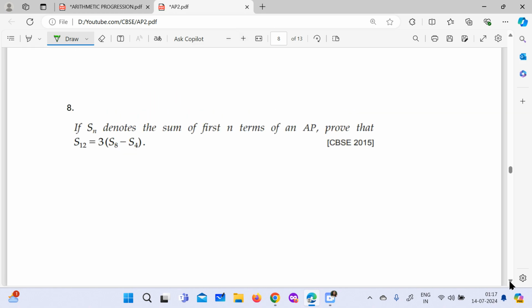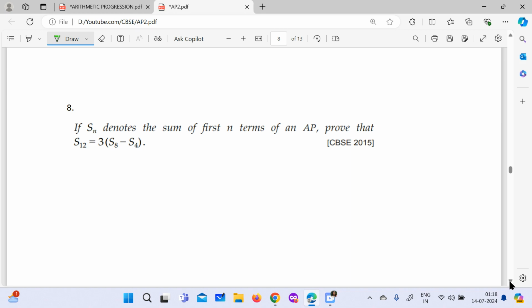Now your question is, if Sn denotes the sum of first n terms of an AP, prove that S12 equals 3 times (sum of first 8 terms minus sum of first 4 terms). Okay, this is a proof, but it is an easier one. We can do it easily.